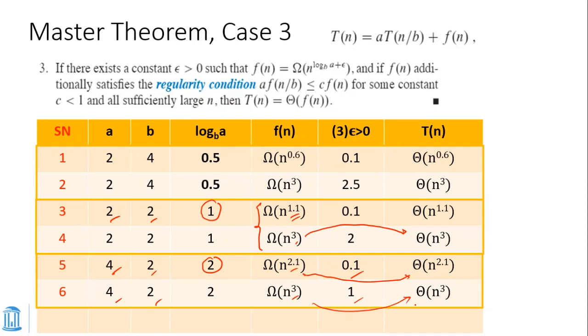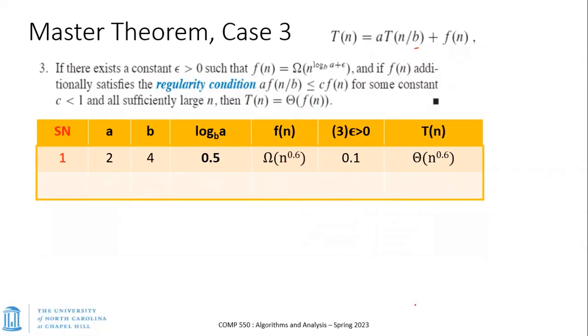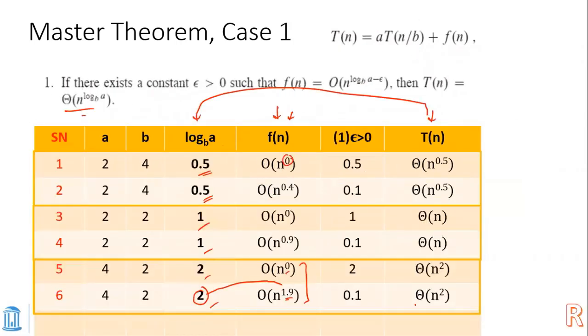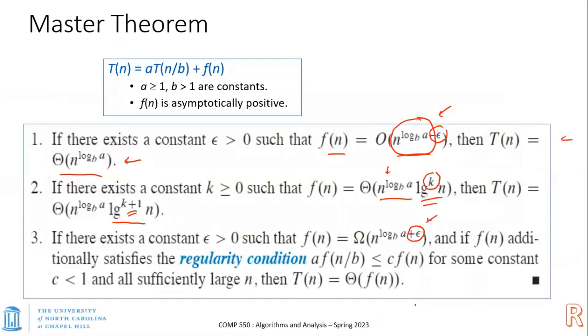Hopefully by now you should be able to look at a recurrence equation and be able to say what the result is without actually having to look at this particular table. If you've seen enough examples, you should be able to intuitively give the result. However, just make sure that the regularity condition is also met.